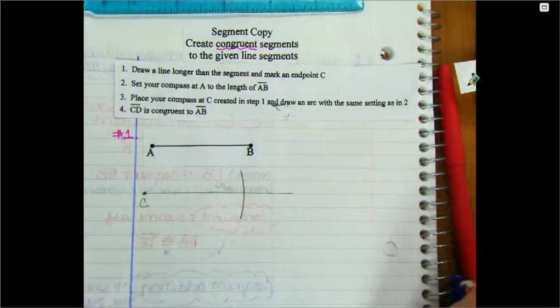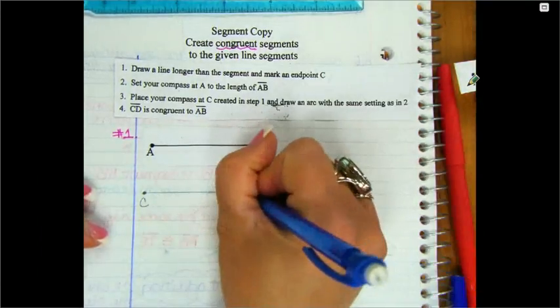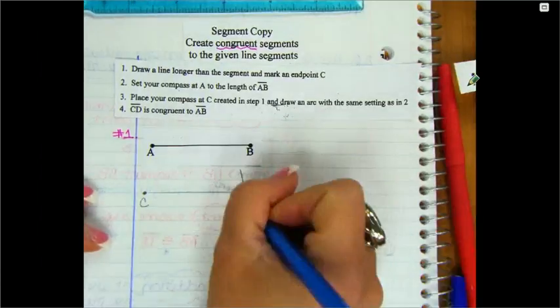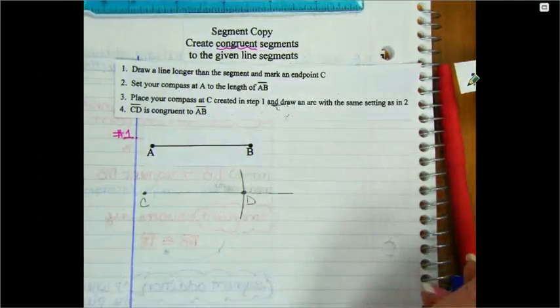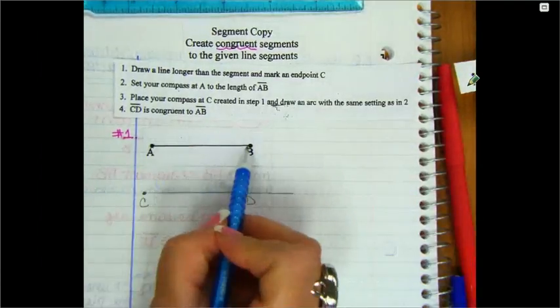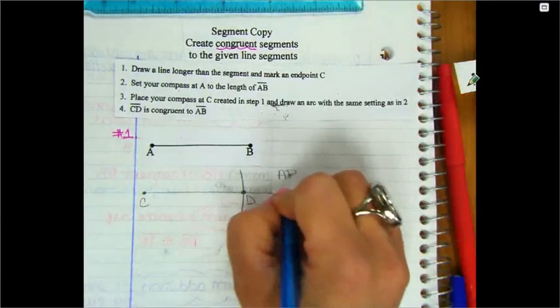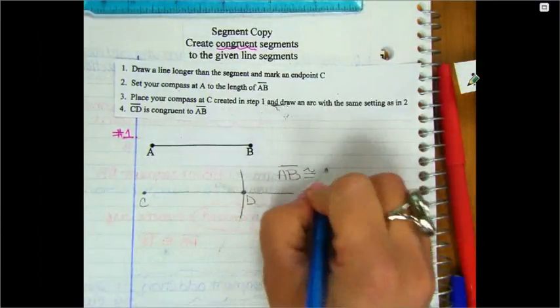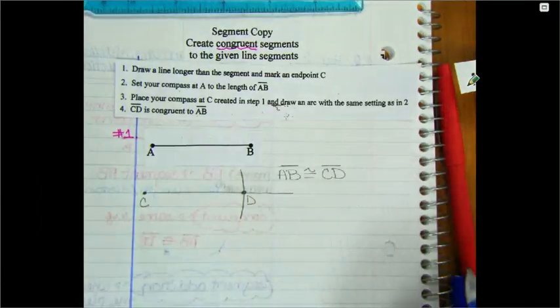Are we good? Then you're going to put your pencil right here. You're going to call this letter D. What you have just done is that this segment AB is congruent to segment CD, which means it should be exactly the same what? Length. Okay? Makes sense.